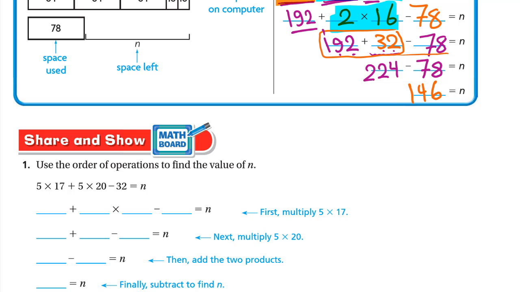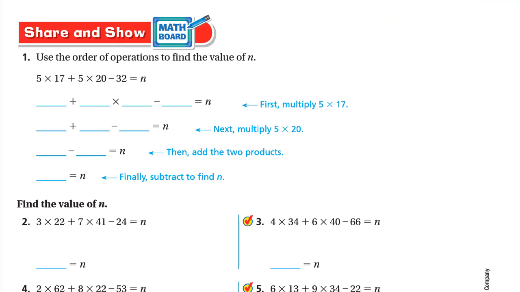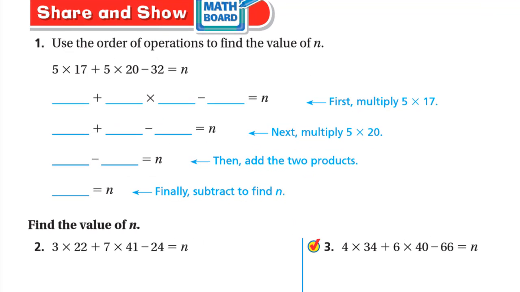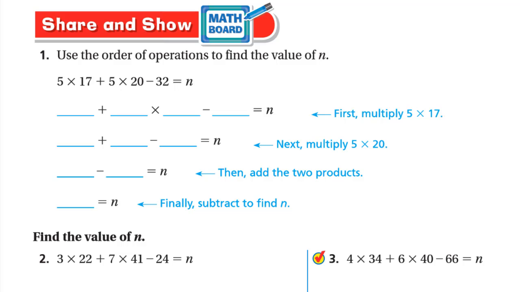Okay, so let's solve more in order to understand it. Use the order of operations to find the value of n. We have a similar problem here. We have multiplication plus multiplication minus a number equals n. So what will we do? We will do multiplication first. So we will do this part, 5 times 17.